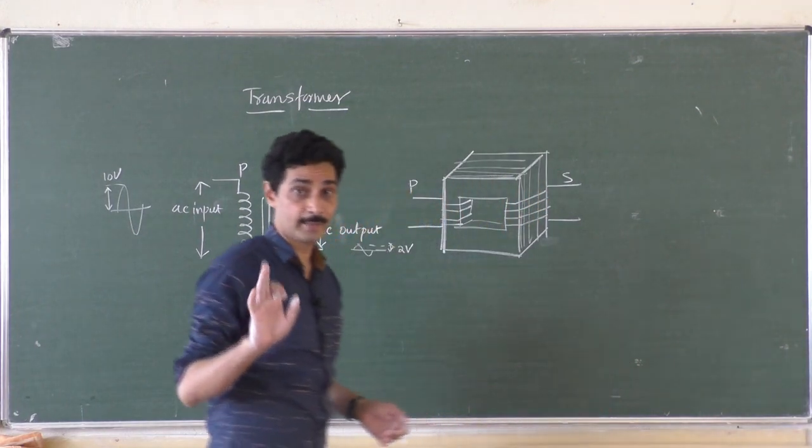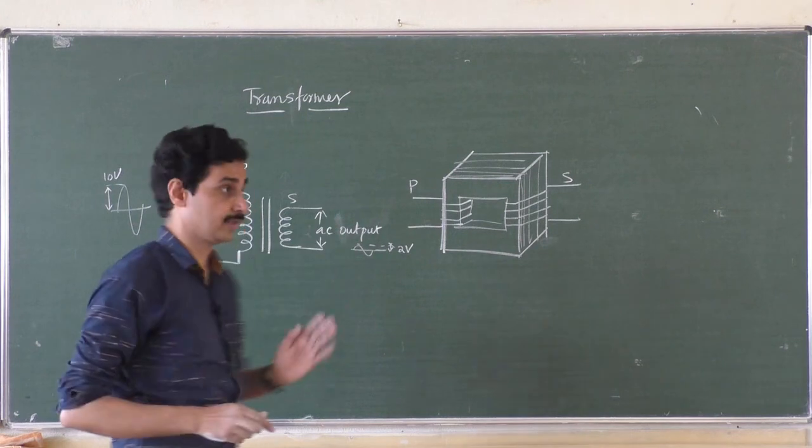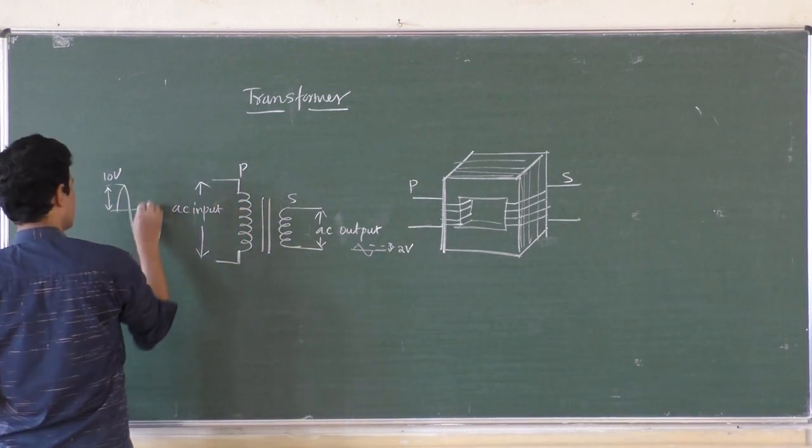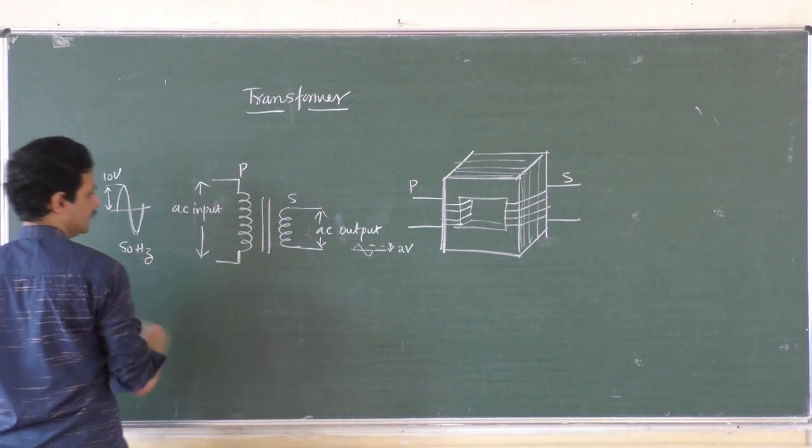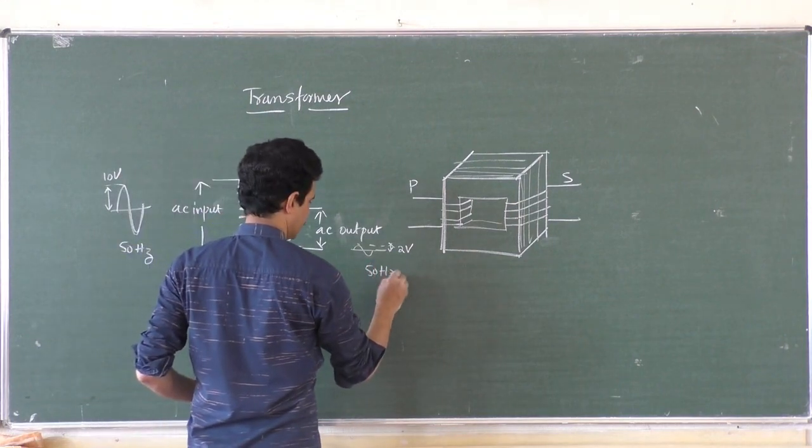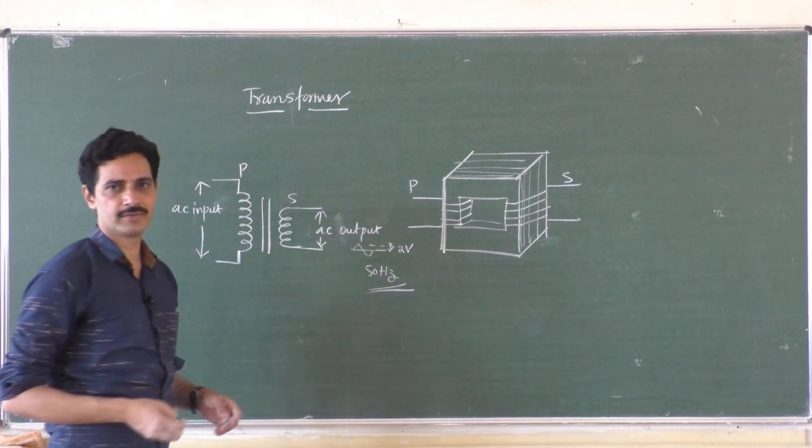But the number of cycles is the same. Remember, a transformer doesn't change the frequency. How many cycles are repeated per second? Say 50 hertz, 50 cycles. This is also 50 hertz. No change in the frequency. Input and output frequency of a transformer is the same.